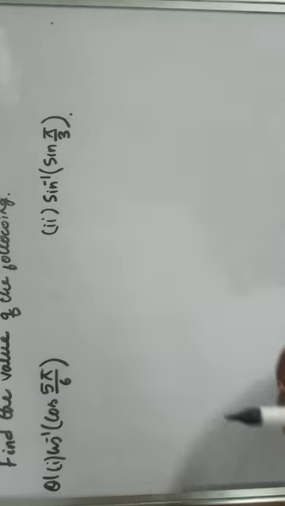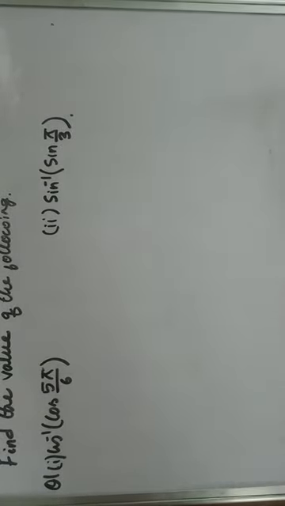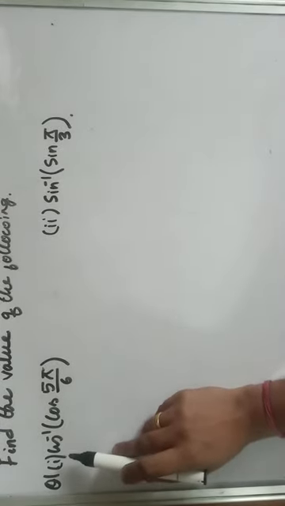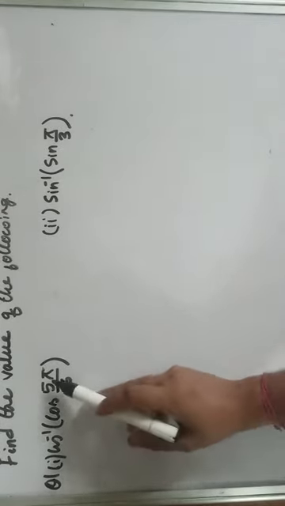Now I'll start with inverse trigonometric functions. Find the value of the following. I've already given you some formulas and the properties of inverse trigonometry. Now here, question number 1: cos inverse of cos 5 pi by 6.